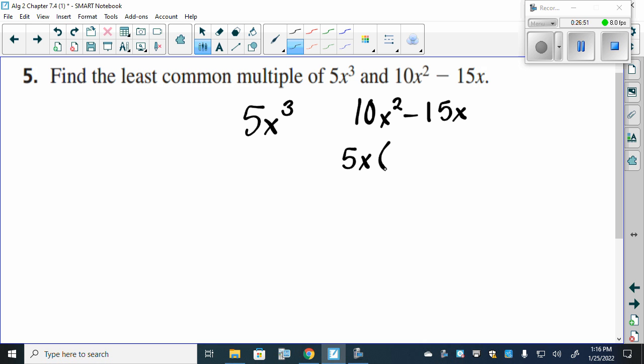If we factor a 5 out of 10, 10 divided by 5 is 2. And if I factor an x out of x squared, we're left with x, minus. If I factor a 5 out of 15, 15 divided by 5 would be 3, and x divided by x would be 1, it simplifies out completely.